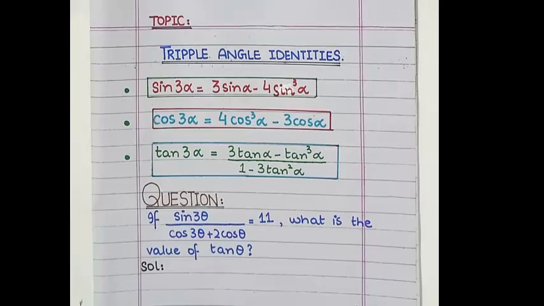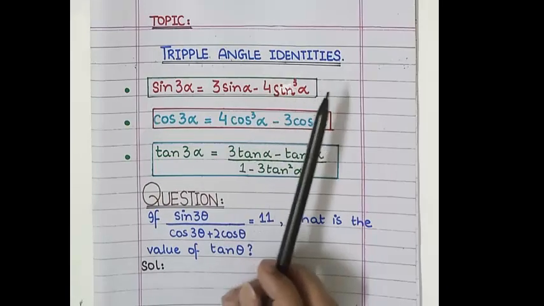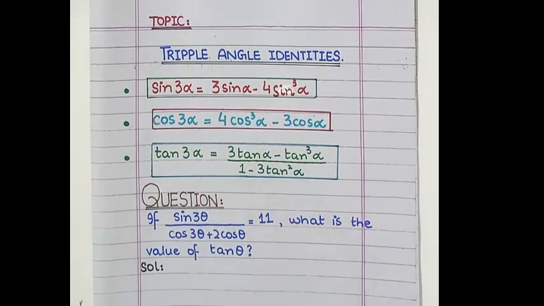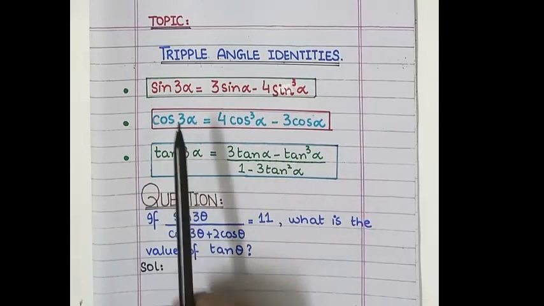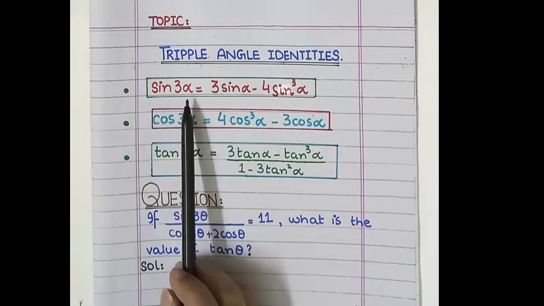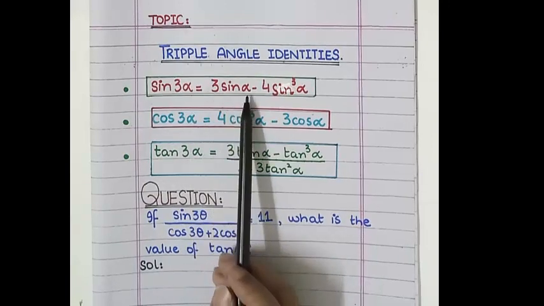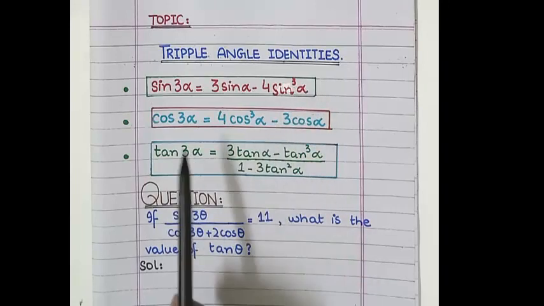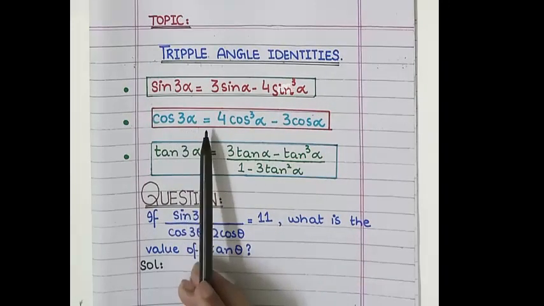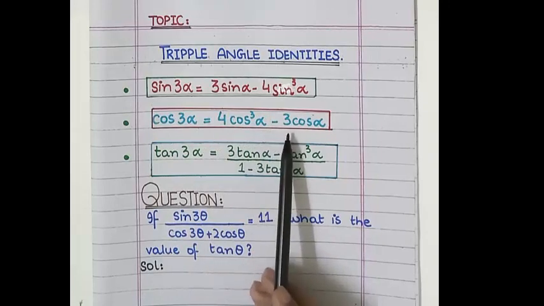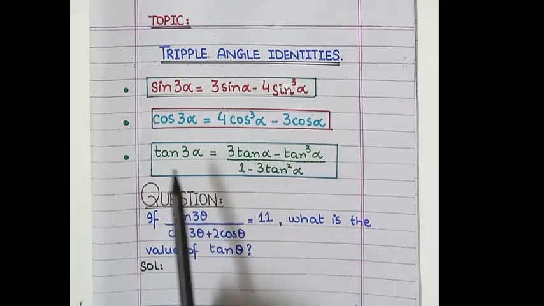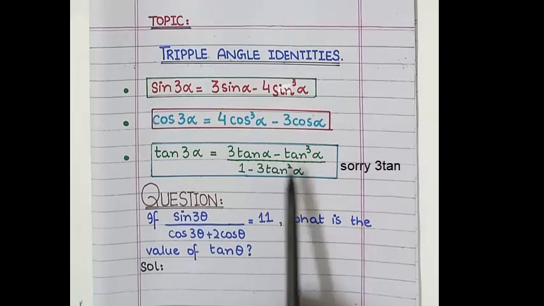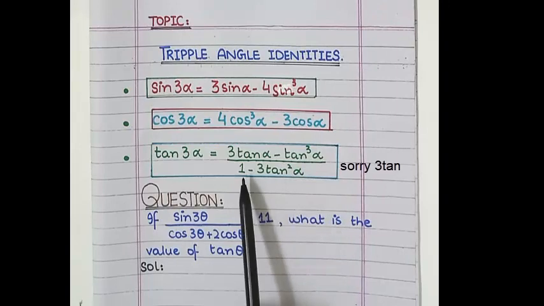Today our topic of discussion is triple angle identities. First we will memorize three formulas and then we will solve the questions accordingly. So the first formula for sine 3 alpha is 3 sine alpha minus 4 sine cube alpha. The triple angle formula for cos is 4 cos cube alpha minus 3 cos alpha, and the triple angle formula for tan is 3 tan alpha minus tan cube alpha over 1 minus 3 tan square alpha.